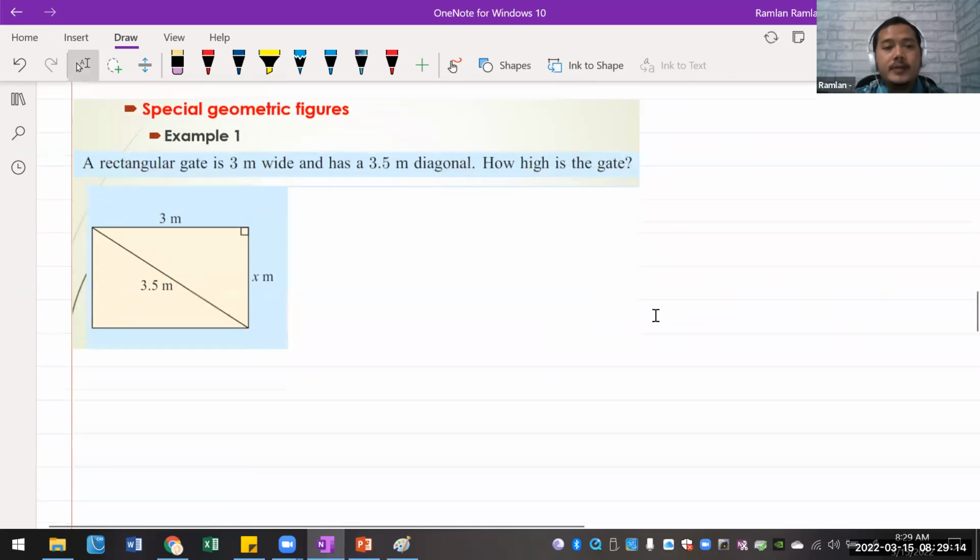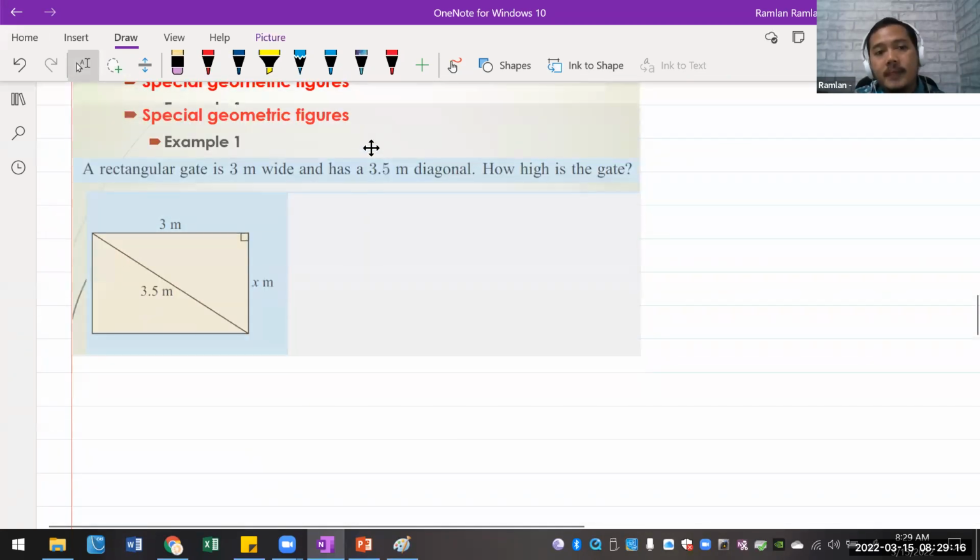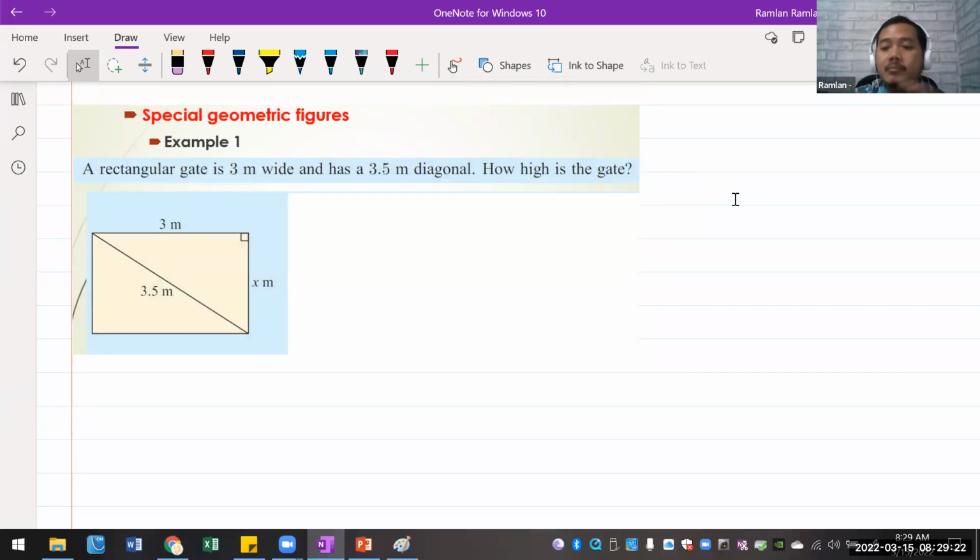Today we're going to specifically talk about questions using the Pythagoras formula, but more generally, in other shapes, not just one triangle, but maybe a triangle inside other shapes, right? For example, this one. I'm going to give you this one example first. Example number 1. A rectangular gate is 3 meters wide and has a 3.5 meter diagonal. How high is the gate?